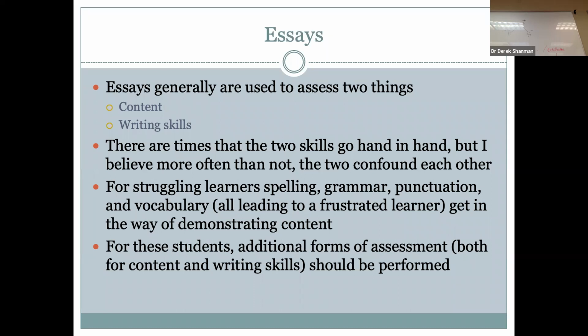Yeah, here. For struggling learners, spelling, grammar, punctuation, vocabulary get in the way of demonstrating content. For those types of students, either use the essay as an assessment of those things, or have them do something else. That's your friend who can convey it orally, right? You can say it, great. You can draw it, great. If you can show me how to do it, great. But if I'm also measuring writing skills, then no, you have to use the essay.